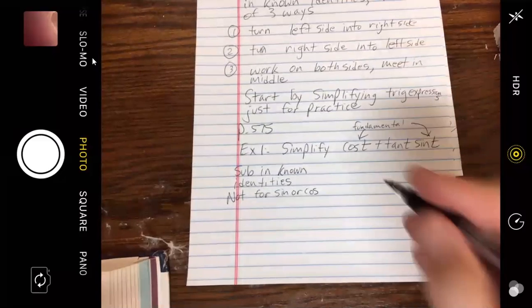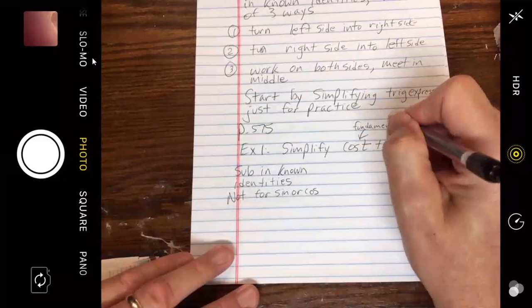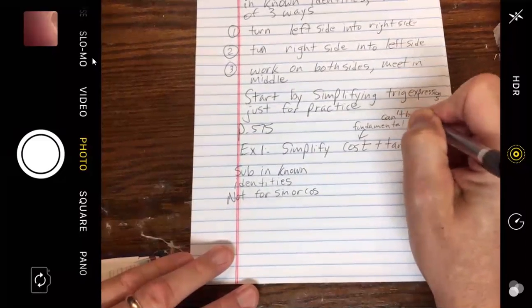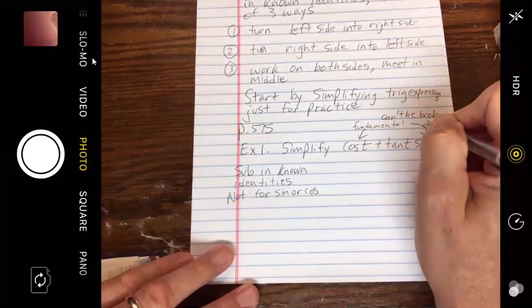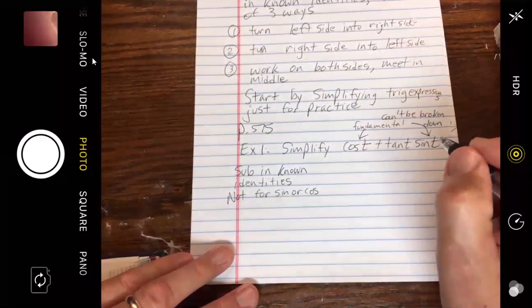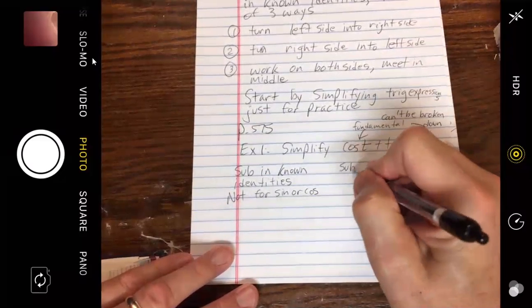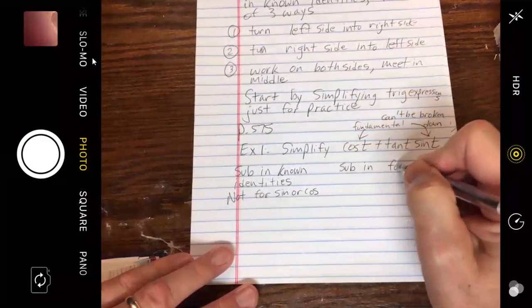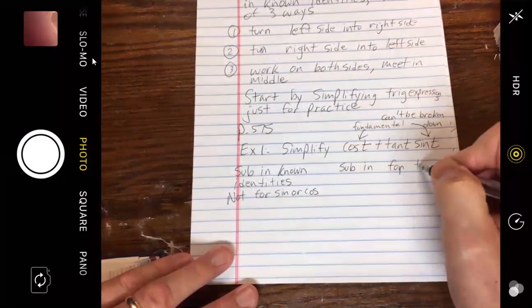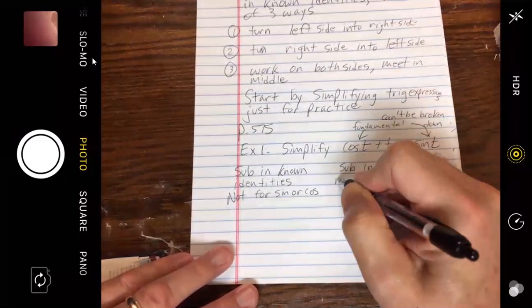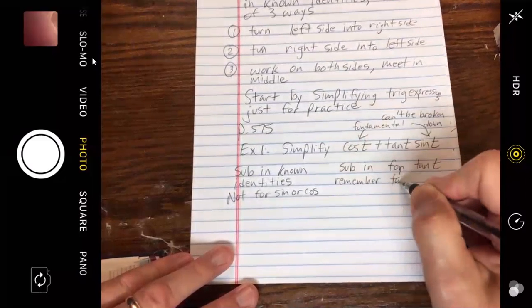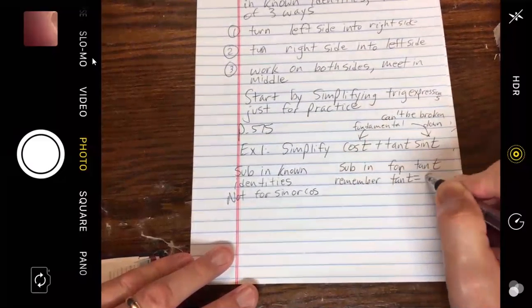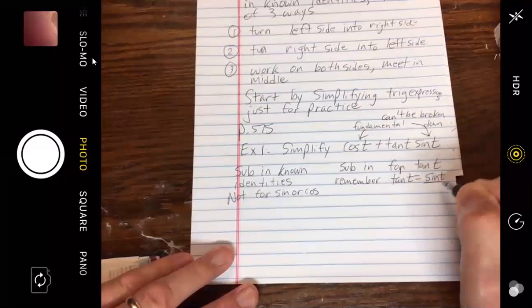Can't be broken down. So we're going to sub in for tangent. And hopefully you remember a tangent can be broken down or subbed in for a sine t over cosine t.